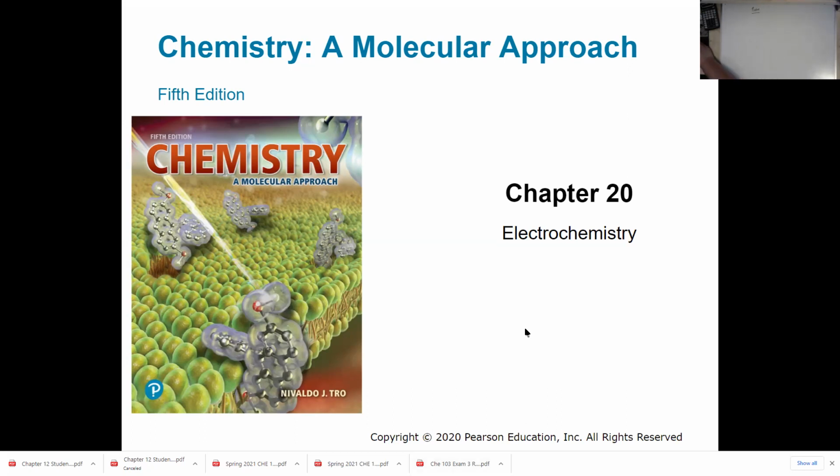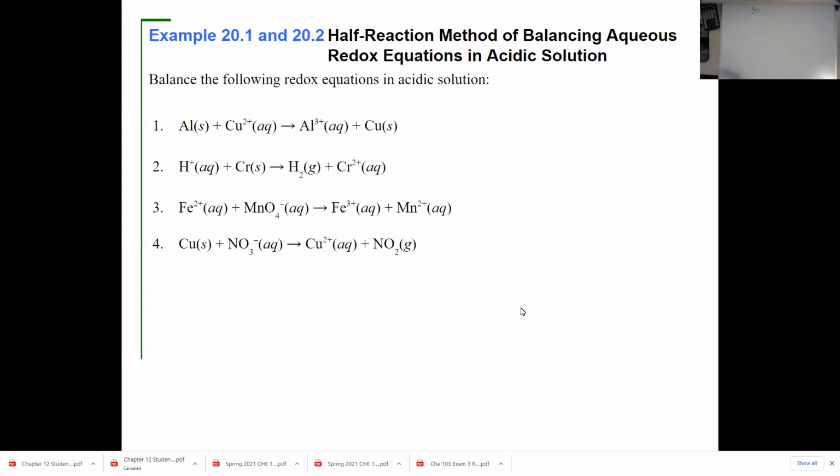Okay. We're going to start with these questions here, which are balancing the redox reactions in acidic solution. Okay, you're going to be told whether you're balancing the reactions in acidic or basic solution because it's going to affect one of the steps in the balancing process. This should become a little more clear as we go through the examples.